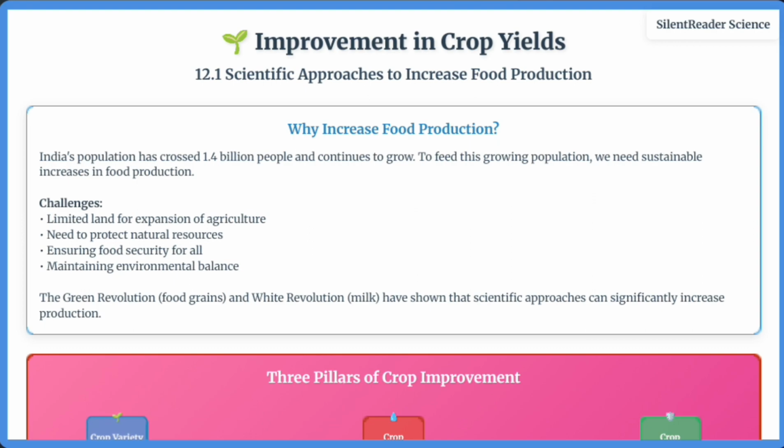The Green Revolution for food grains and White Revolution for milk have shown us that science can dramatically increase production. However, we must do this sustainably, without damaging our environment or depleting natural resources. Food security depends not just on producing enough food, but also on people having access to it through adequate incomes.